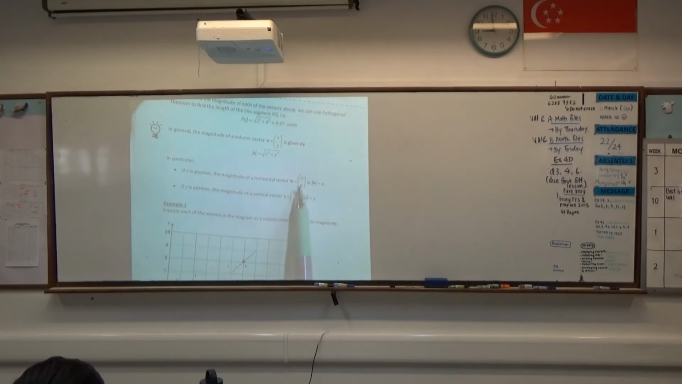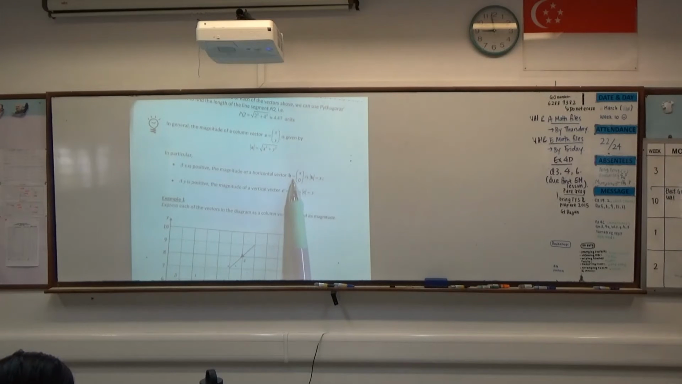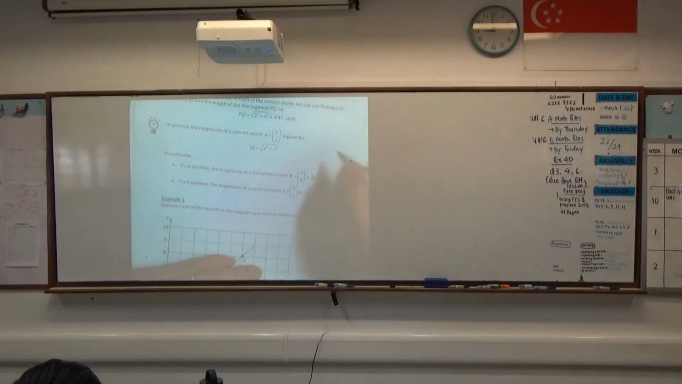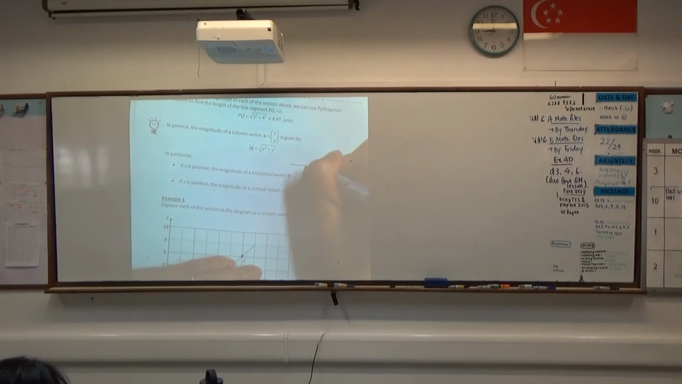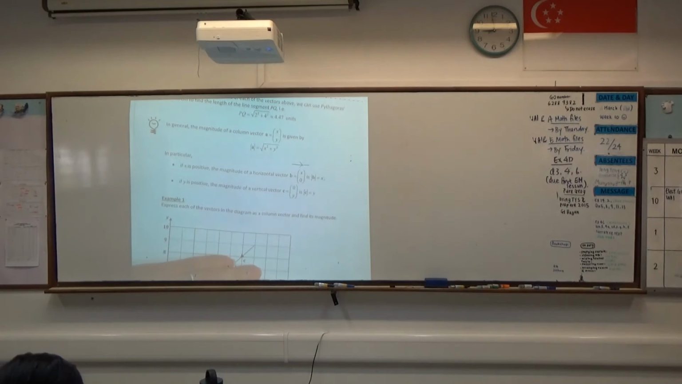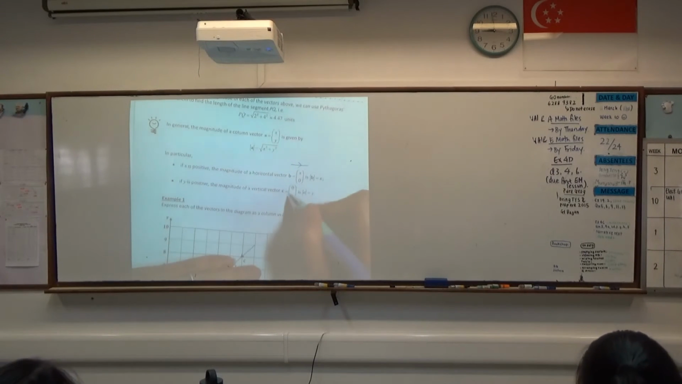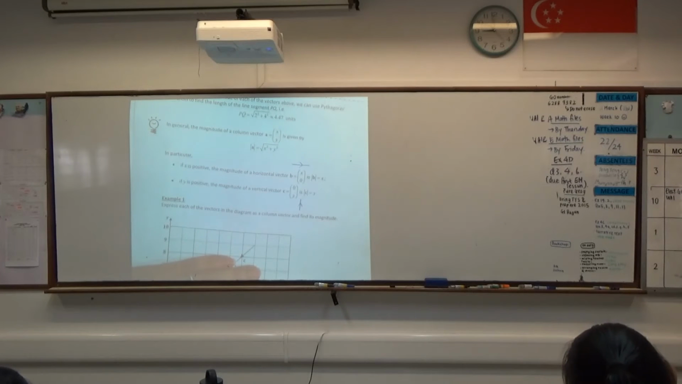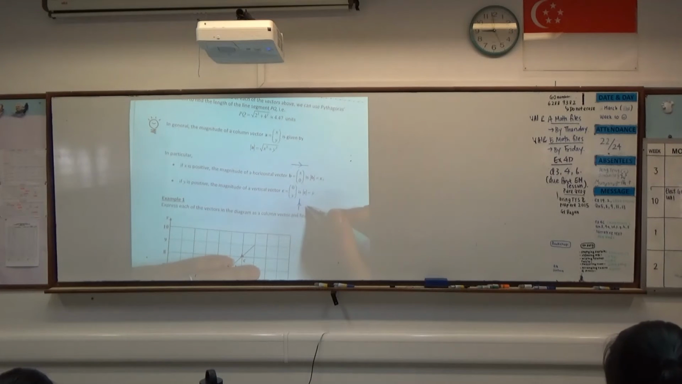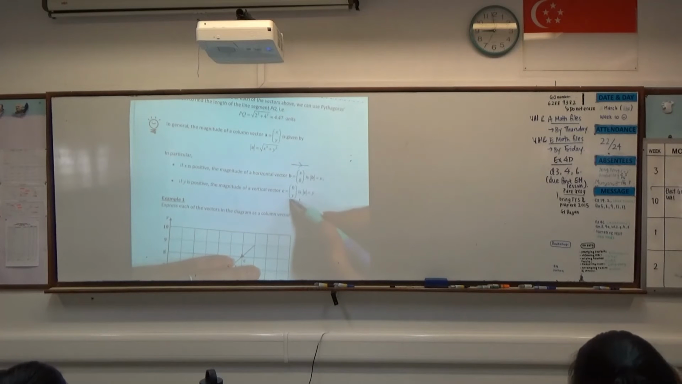If y is zero, the vector is a horizontal vector. A horizontal vector will look something like this, where we only have an x component because there is no upwards or downwards direction. And if x is zero, our column vector is representative of a vertical vector that looks maybe something like that. Then the magnitude for a horizontal vector will just simply be the x component only, and the magnitude for a vertical vector will just be the y component.